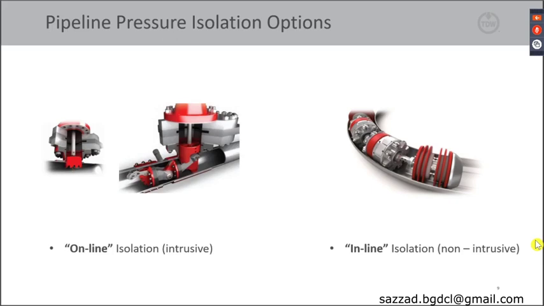So before we could even load the smart plug into the pig trap, a hot tap and stopple had to be used to temporarily isolate the receiver from the leaking emergency shutdown valve, ESDV. We will come back to the details of the execution, but first we want to look at both of these isolation methods.